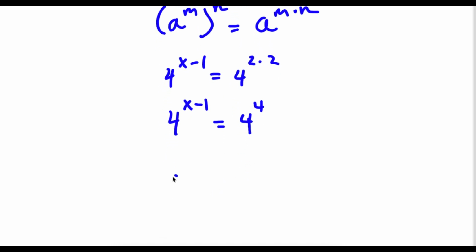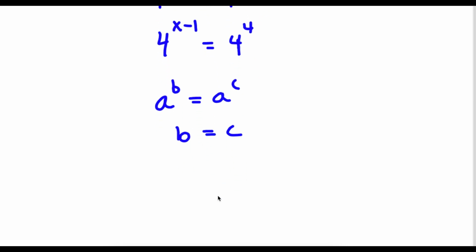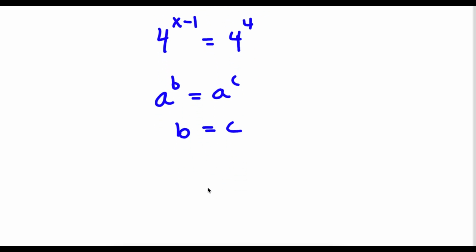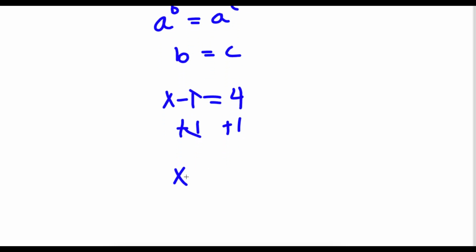Now, if I have something in the form a to the power of b is equal to a to the power of c, then this means that b is equal to c. So in this case, x minus 1 is equal to 4. So now I have a simple equation. All I have to do is add 1 on both sides. These two cancel out, and I'll be left with x is equal to 4 plus 1, which is 5.